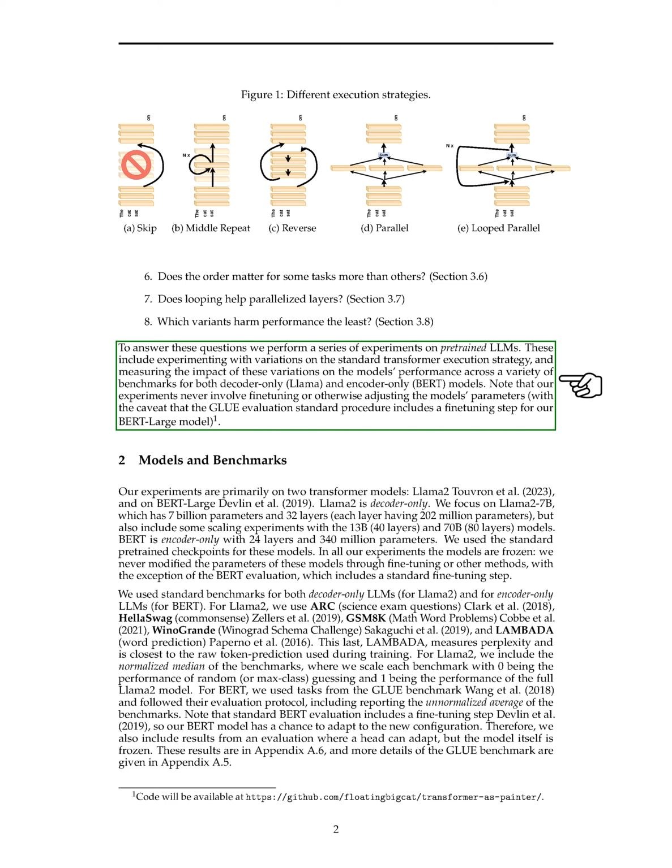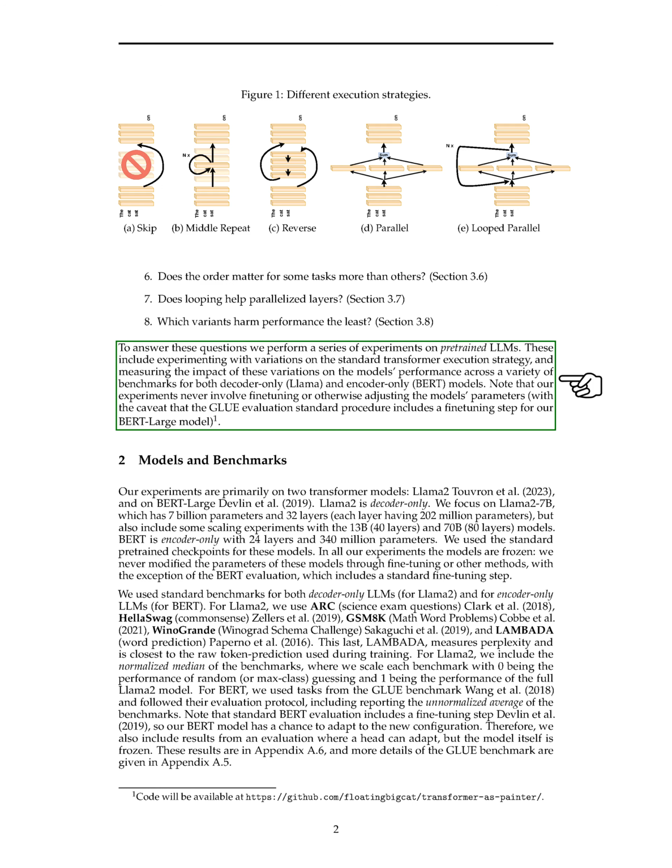These experiments involve pre-trained LLMs and diverse transformer execution strategies, evaluating their effects on model performance across different benchmarks for both decoder-only, Llama, and encoder-only, BERT, models. Our experiments primarily focus on two transformer models, Llama 2 and BERT Large. Llama 2 is decoder-only, with Llama 2 7b being our main focus due to its 7 billion parameters and 32 layers. We also explore scaling experiments with the 13b and 70b models. On the other hand, BERT is encoder-only with 24 layers and 340 million parameters.